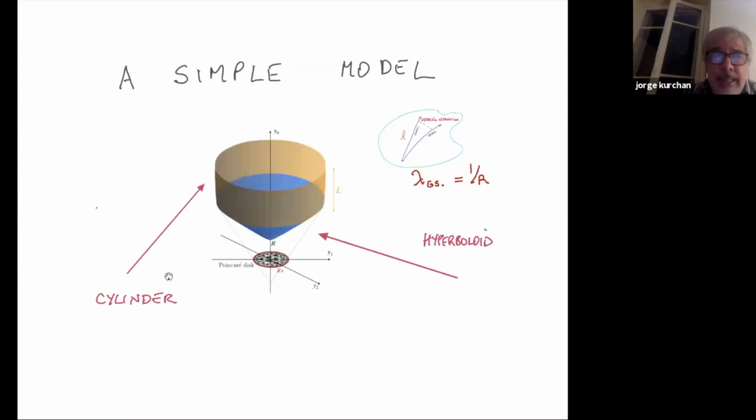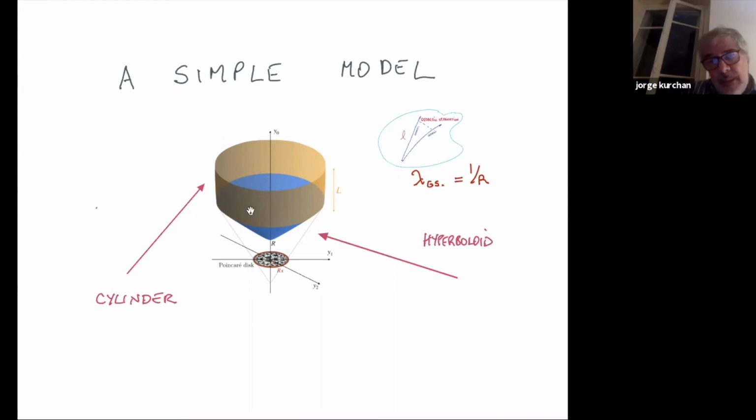So our model is like this. It's the hyperboloid I mentioned before, the blue zone, which is the one that has been studied extensively. It is chaotic. It's a surface of constant negative curvature. Its radius of curvature, its curvature, is 1 over that, which is the geodesic separation.